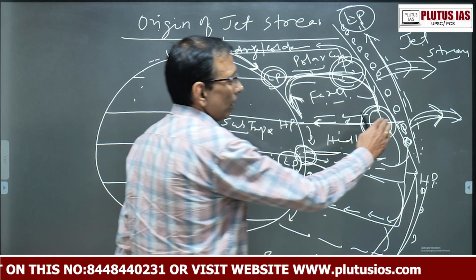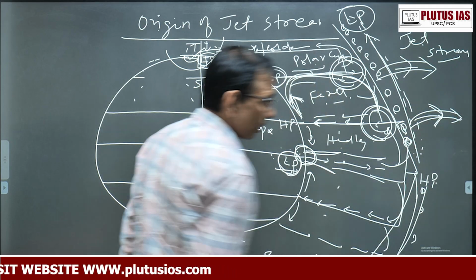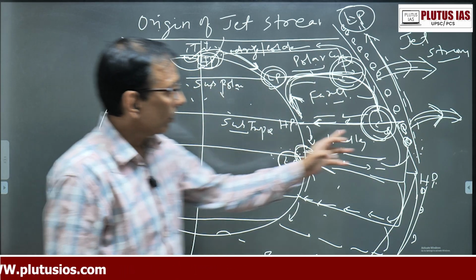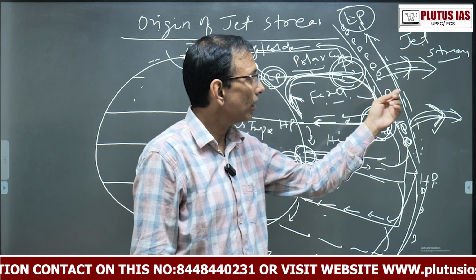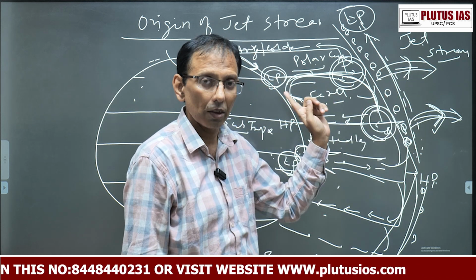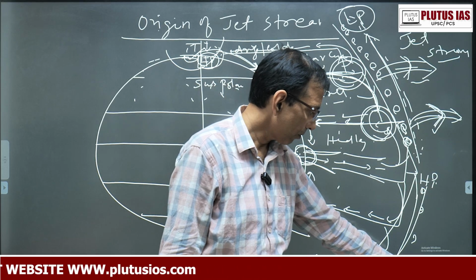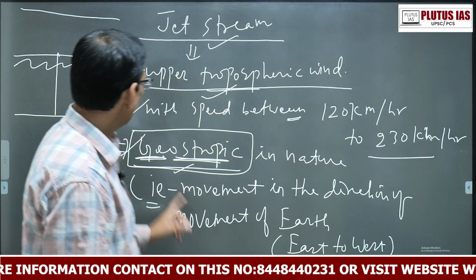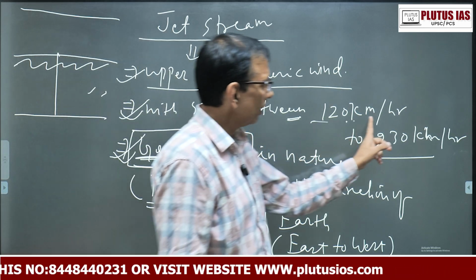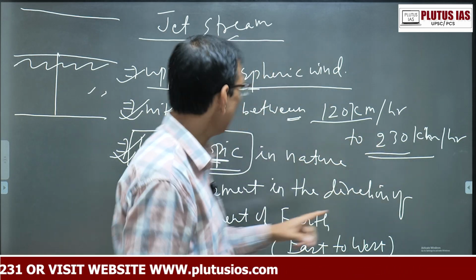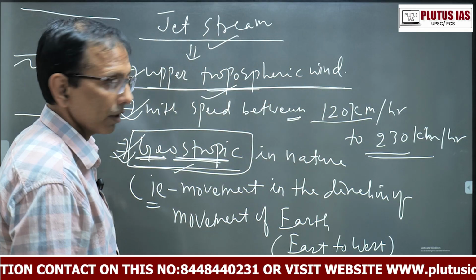And then see, this is tropospheric, so this is what you say geostrophic, because see the movement or the direction of movement of this wind is in the direction of rotation of the earth. So this is the geostrophic one, with speed between this one to this one, high speed wind is there, and then upper tropospheric wind. This is all about the jet stream.